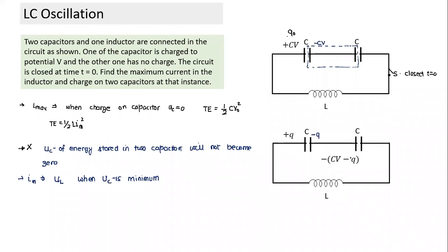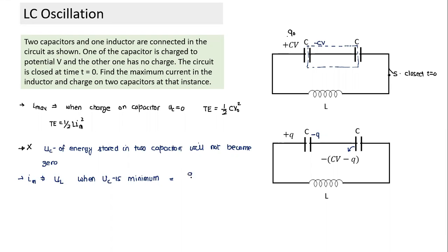And the charge on this plate will become, since the total charge has to be equal to minus CV, minus CV minus Q. So in this case, as the value of Q changes, the energy stored in the capacitor is changing. So I can write the energy stored in the two capacitors put together as a function of Q. And the energy stored is maximum or minimum when dU by dQ is equal to 0.